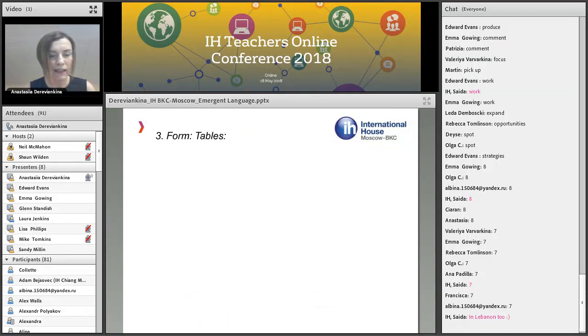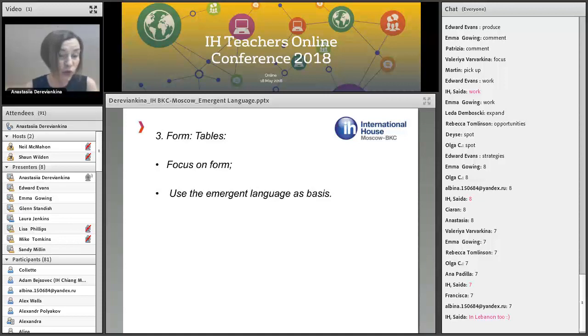All right. And one more technique that I'd like to present today is one more way to deal with forms. I usually use emergent language to deal with word formation, actually. I use emergent language as the basis. Why? Because I find word formation one of the most important topics in the language. If students are aware of these rules of word formation, it's much easier for them to recognize some words that they consider to be new, but actually they're not new.